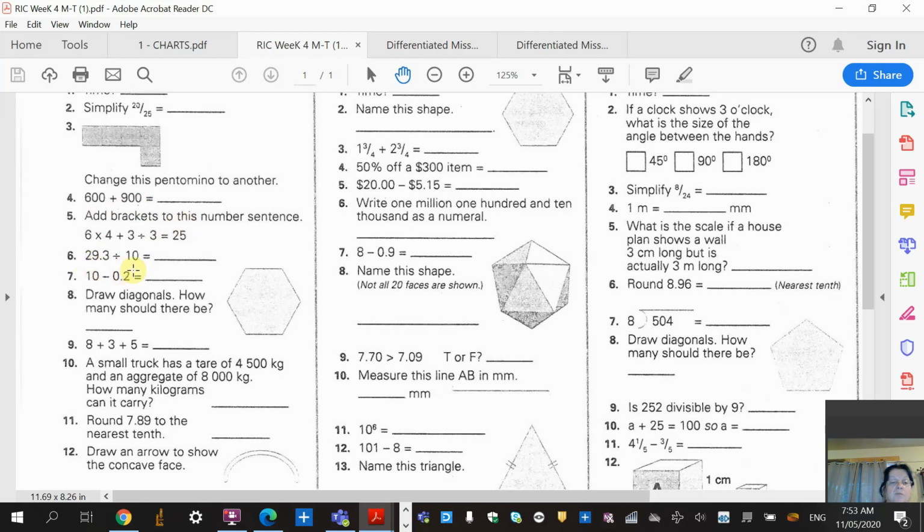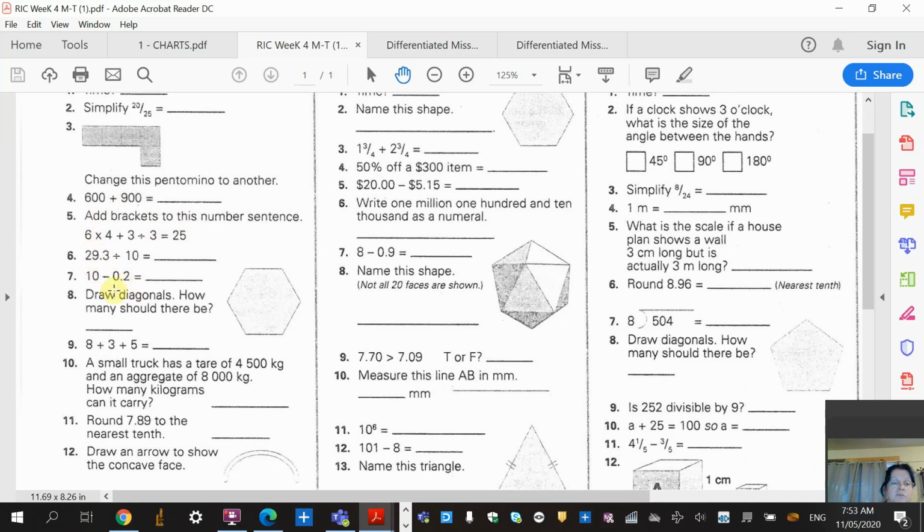29.3 divided by 10. Remember when you're dividing, the number gets smaller. We have 1 zero, so we are going to jump this decimal point 1 place to the left, because there's only 1 zero and we're making the number smaller. So 29.3 divided by 10 is 2.93.